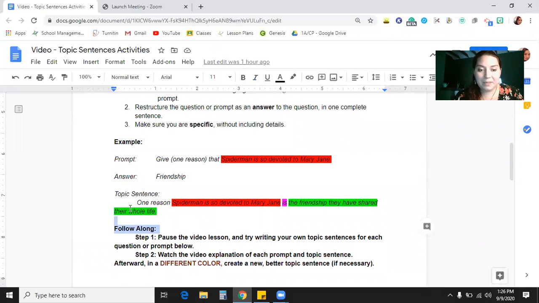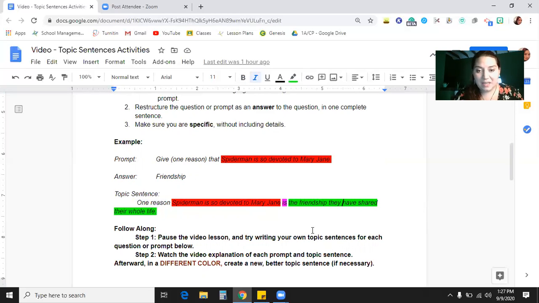So your topic sentence might say, one reason, right, give one reason, Spider-Man is so devoted to Mary Jane is the friendship they've shared their whole life. So your answer to the question, your controlling idea, is this long-standing friendship. The subject is that Spider-Man is devoted to Mary Jane, or his devotion, I guess, is the subject. And then your verb in this one is really simple. It's just is. Okay? So one reason is the friendship they've shared their whole life.